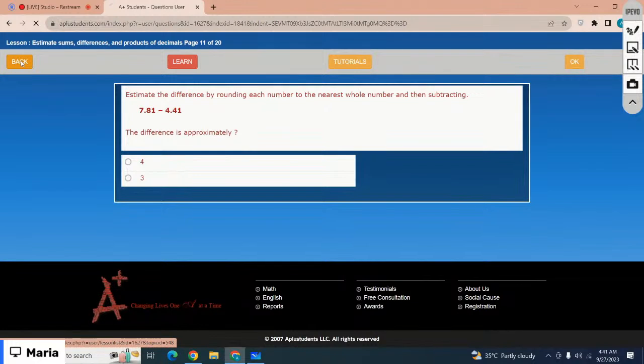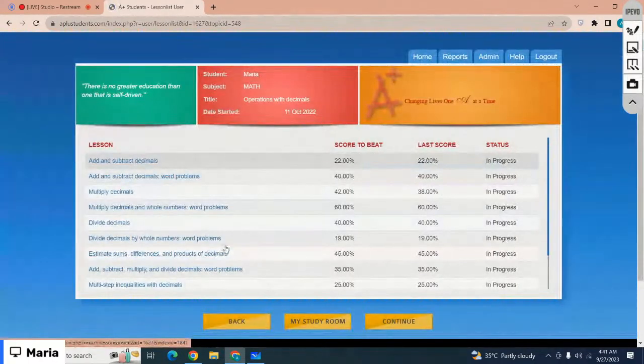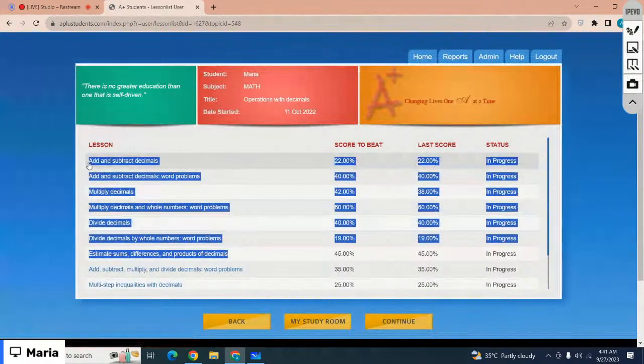So we are working on grade 7 math. The chapter we're working on is operations with decimals, and the lessons we have covered today are add and subtract decimals. Add and subtract decimals word problems, you have to do them on your own. Multiply decimals and whole numbers word problems, you have to do the word problems on your own. Then divide decimals by whole numbers word problems, and then estimate sums, differences, and products of decimals. So please make sure before the next session you complete all the test questions for these lessons. This is your homework, right?